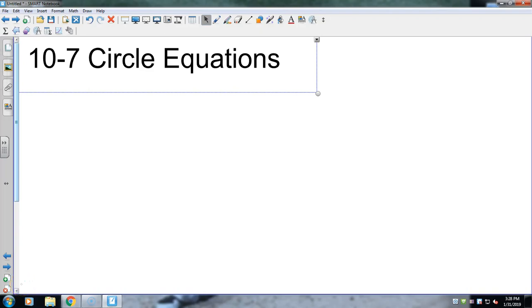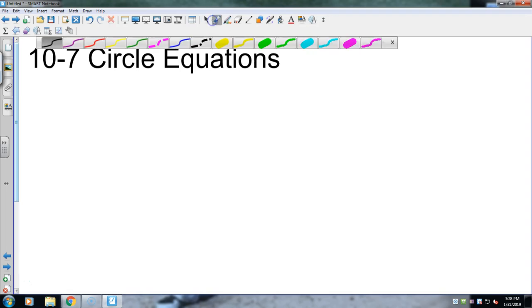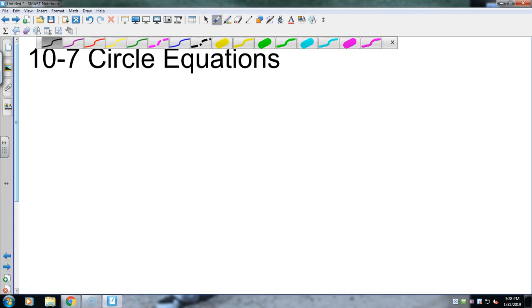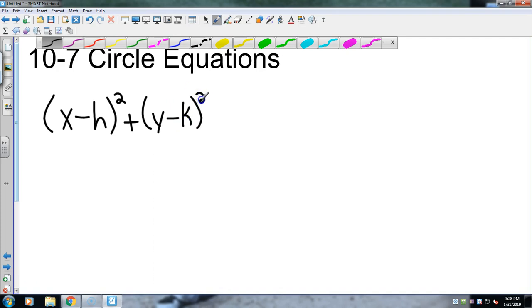All right, geometry, here we are, end of chapter 10. We've got section 7, circle equations. Let's get started. The formula for a circle is x minus h quantity squared plus y minus k quantity squared equals r squared.